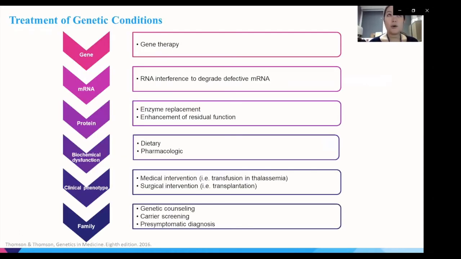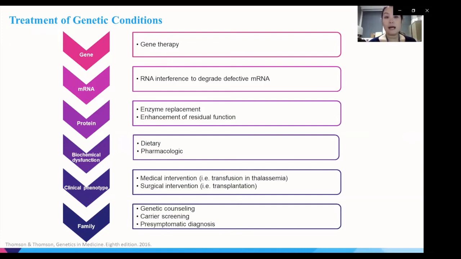So again, the question is, why is it important for us to identify and diagnose patients with a genetic condition if they have one? And again, it comes down to the personalized medicine that I mentioned in my first slide. In genetics, we're able to really provide patients with personalized therapy, a disease-directed therapy. And we have treatments that are available at the gene level all the way to the organ level, the clinical phenotype level.